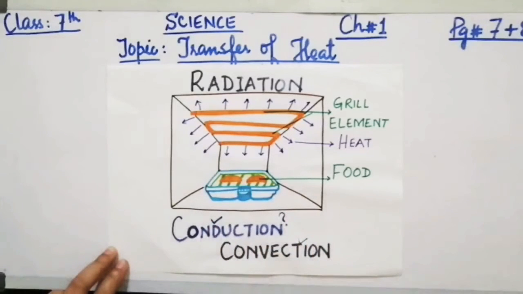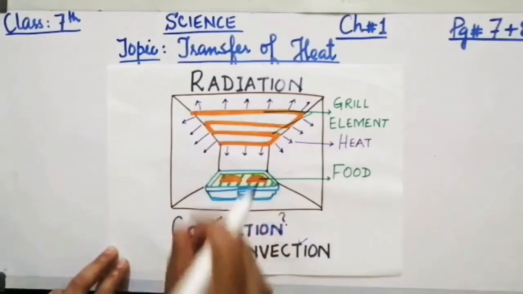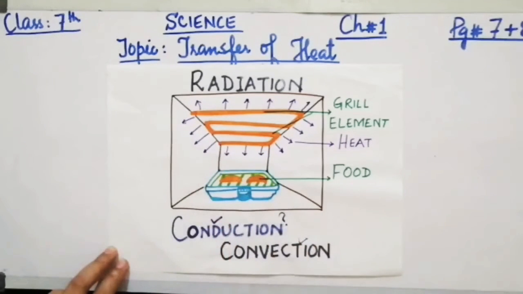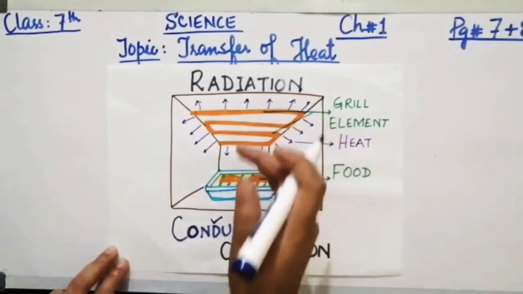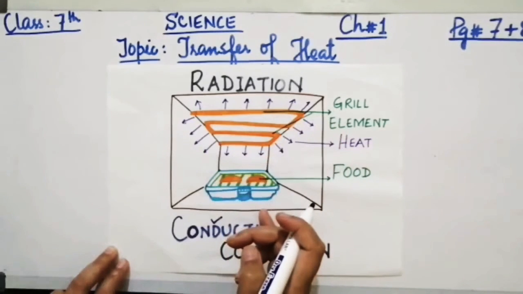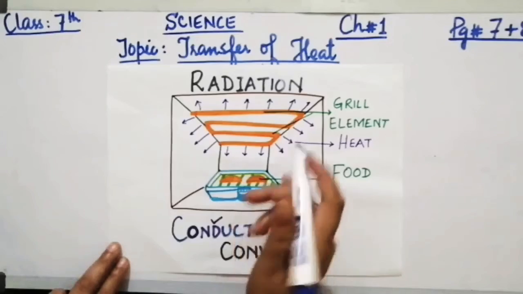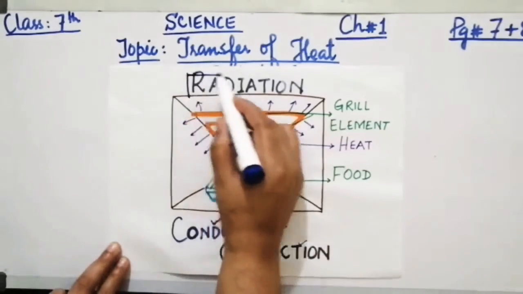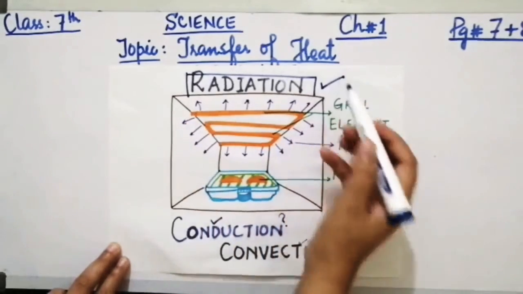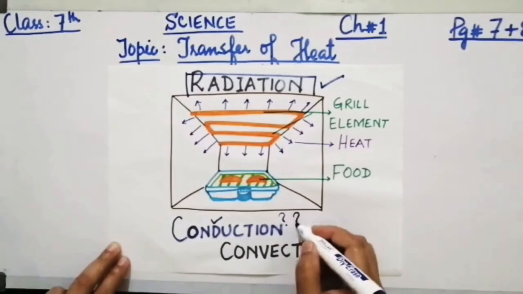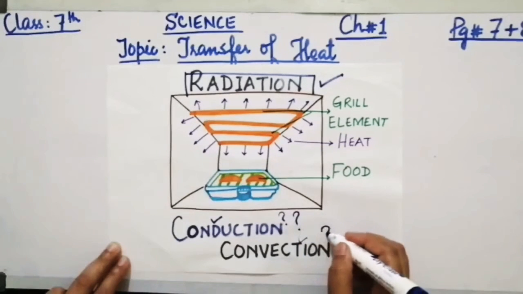Now what is then the method for transferring heat in this grill where the food is cooking? There must be another way of moving heat to the food from the grill. And what is this process? This process is called radiation. So we are not applying conduction as well as convection here.